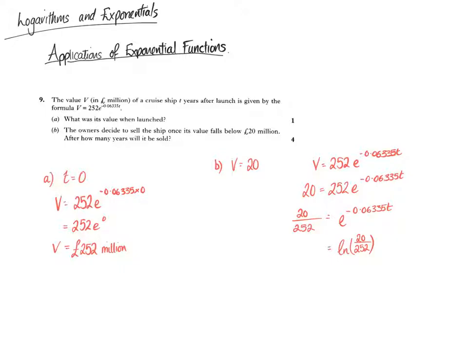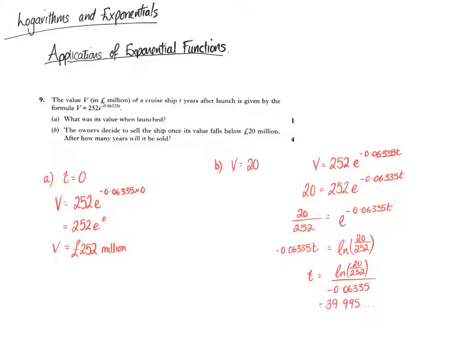There's no point changing that into decimals or anything. We could simplify it, but we're going to have to plug it into a calculator anyway, so we might as well just leave it as it is for now. So we get negative 0.06335 t is equal to the log of 20 over 252. Then to get t on its own, we divide that log of 20 over 252 by the negative 0.06335. We put that into our calculators and we get 39.995, and then it just keeps going.